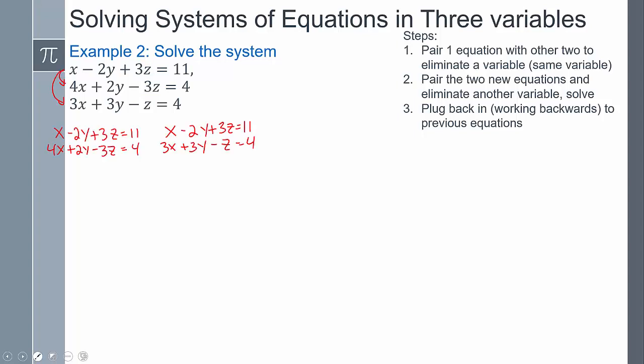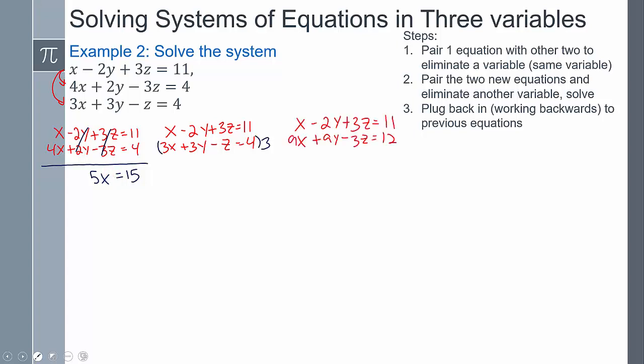So I'm going to pair equation 1 with equation 2, and equation 1 with equation 3. Remember I said I want to eliminate the z's. So these are already opposites. So adding them together, y's end up canceling as well, which is great. It makes our life easier. So I get 5x equals 15.